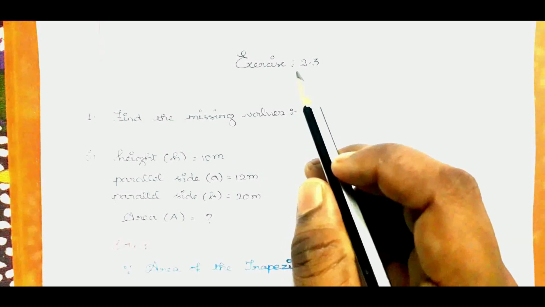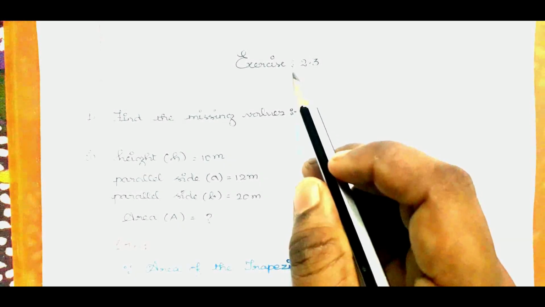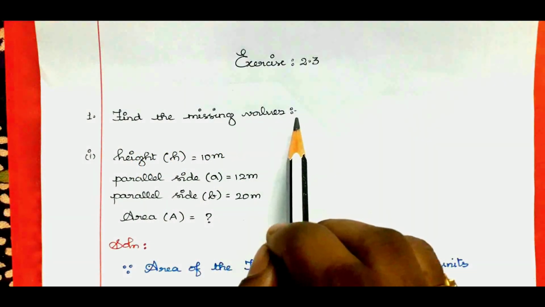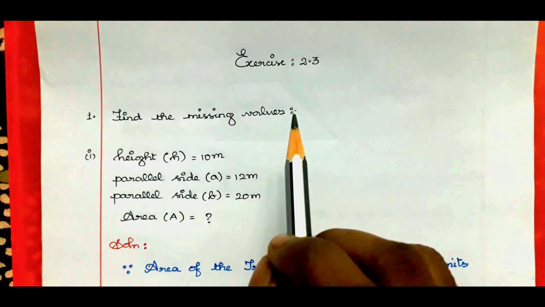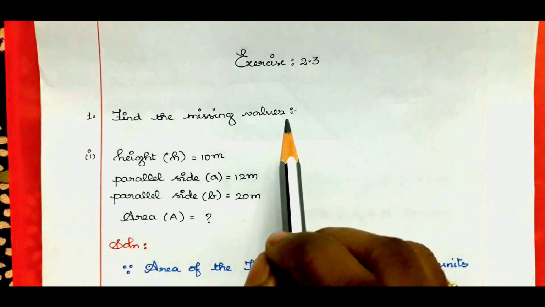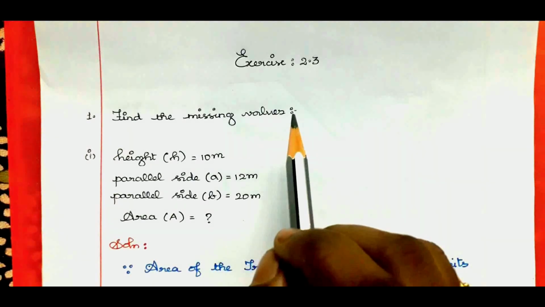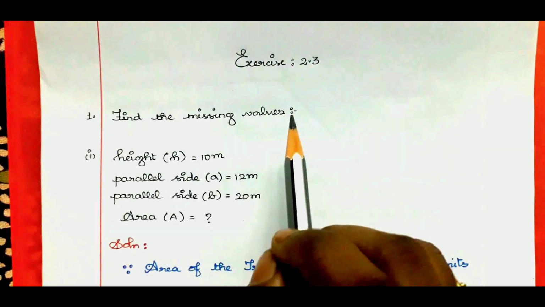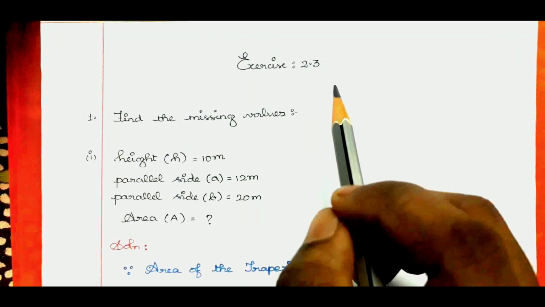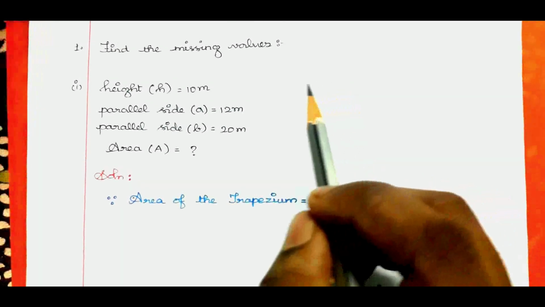This exercise is fully about the trapezium. Clear? The first question: find the missing values. As we have seen in all the exercises of the second chapter, they will give some of the measures, with any one of the measures unknown. The same way here, find the missing values.